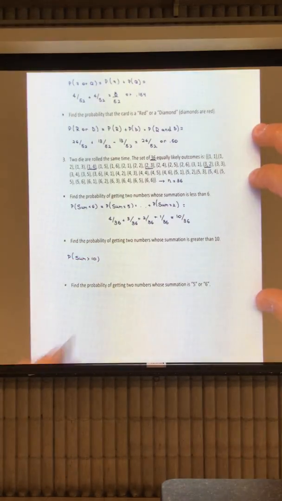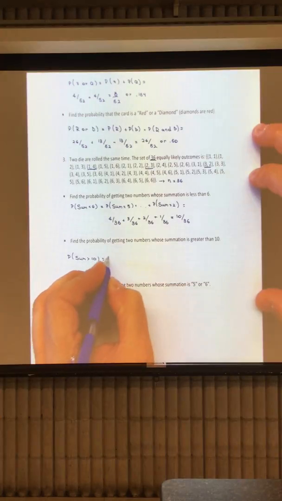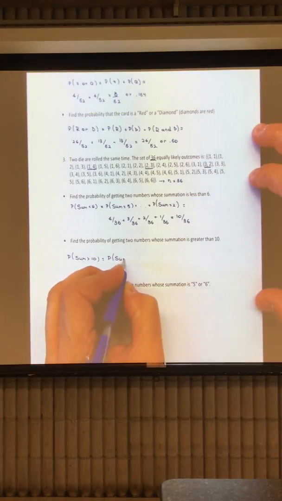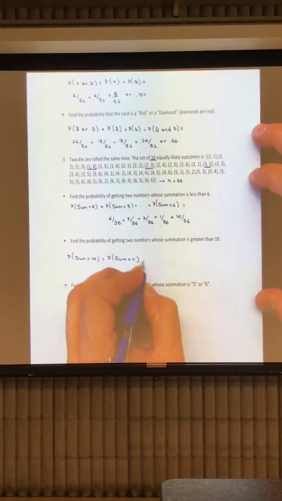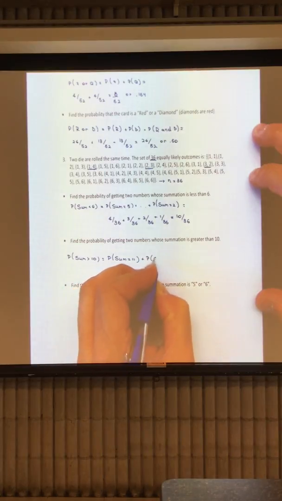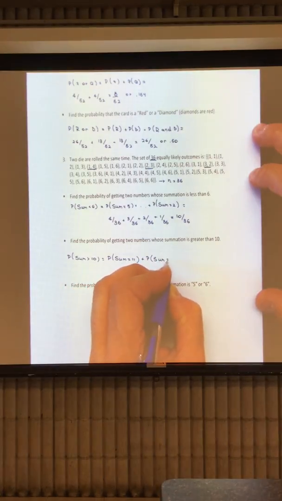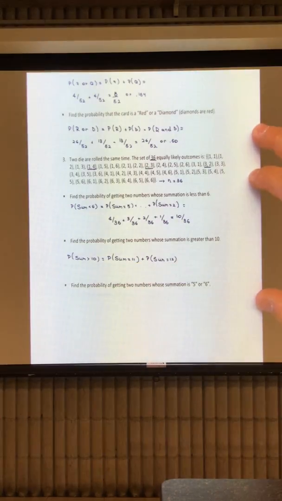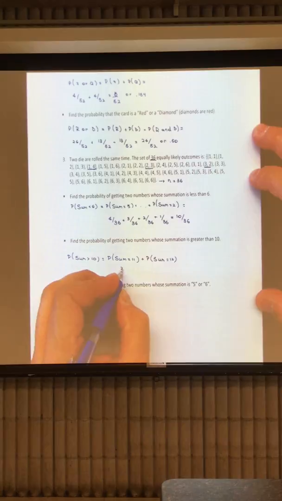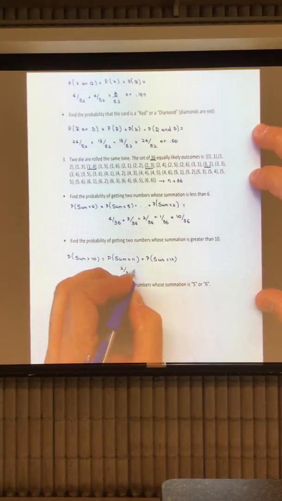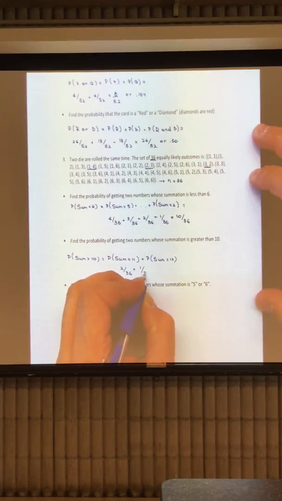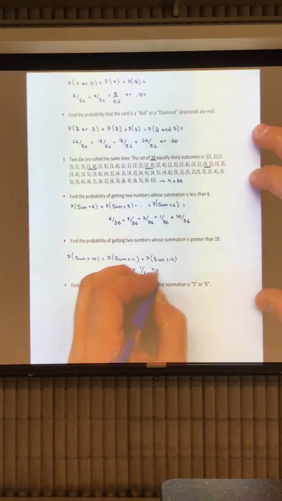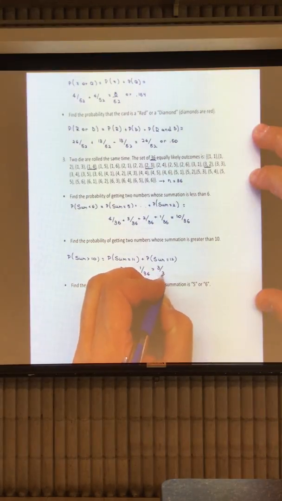So in this case, you look for the probability of the summation to be equal to 11 plus the summation to be equal to 12. For 11, we have two outcomes, 5, 6 and 6, 5. So 2 over 36. Plus, for 12, we have 6 and 6, only one outcome. So the answer is 3 over 36.